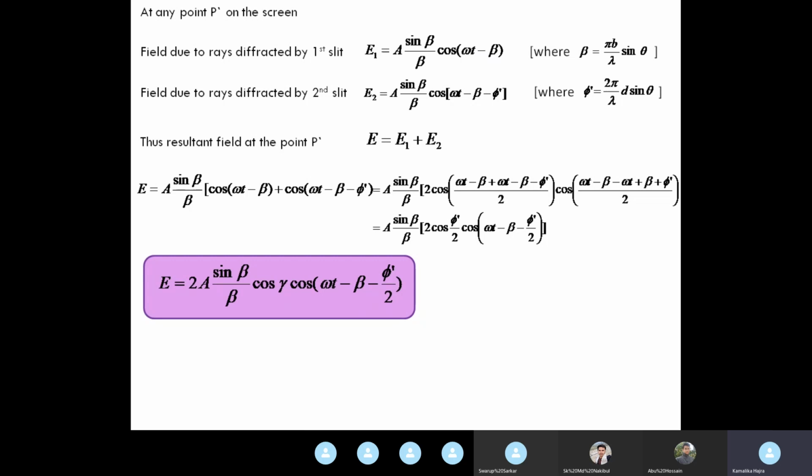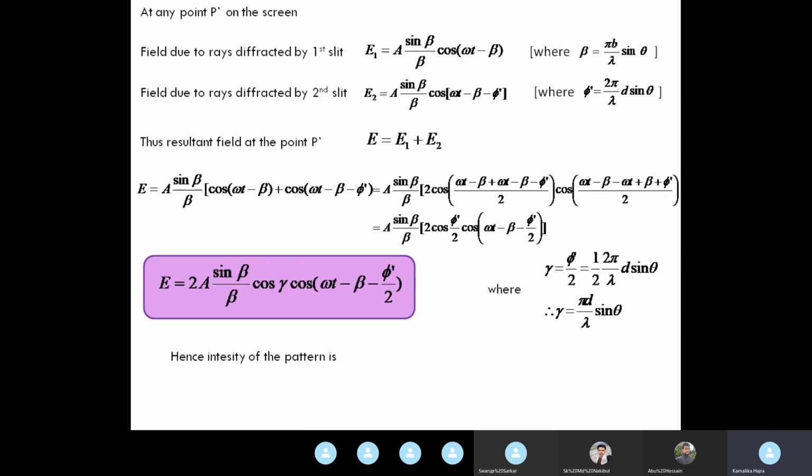All right. So this is the field at any point P prime due to rays diffracted by the two slits individually. The field at any point P on the screen, due to double slit diffraction, is given by 2A sine beta by beta cos gamma cos omega t minus beta minus phi prime by 2, where gamma, which I have written for phi prime by 2, is equal to pi d by lambda sine theta. And if you remember, this gamma is the interference parameter.